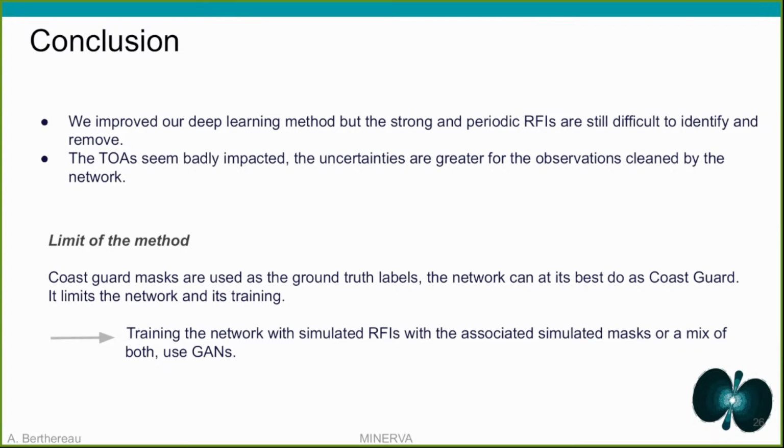Or we could use a generative adversarial network, which is another kind of network. They are in competition: you have a generative part that will generate RFI, and you have a discriminator part that will try to say if it's an RFI or not. So they will be in competition, and they will learn together. And then at the end, you have a generator when you need to generate RFI, and you have the discriminator when you need to discriminate the RFI. So that could be a solution.